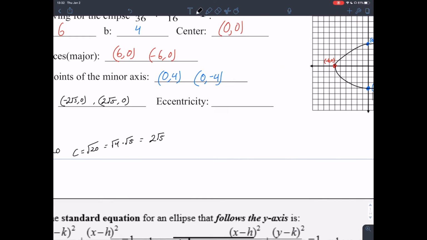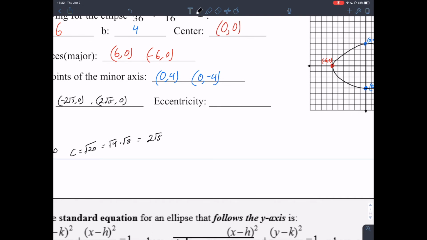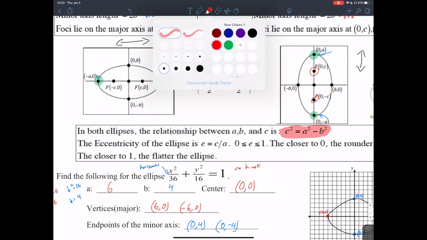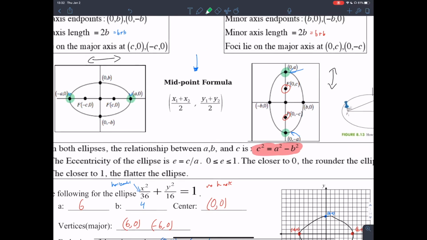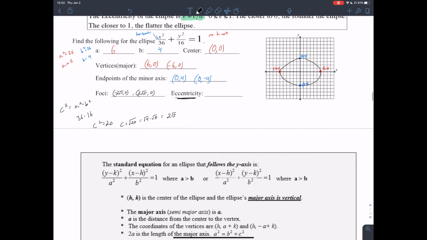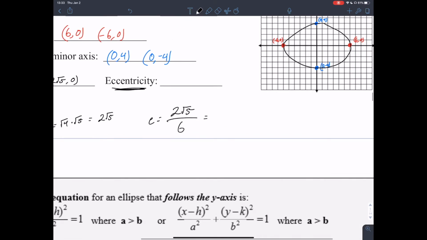Now, eccentricity, this word right here, is how round the ellipse is. Maybe it looks kind of like this, or maybe it looks like this. The eccentricity is a number. And so the number up here, I'll highlight that in green. The eccentricity is c divided by a. And so c was 2 square root of 5. So e equals, and then a was 6. And so we can simplify that a little bit. That'd be the square root of 5 over 3.